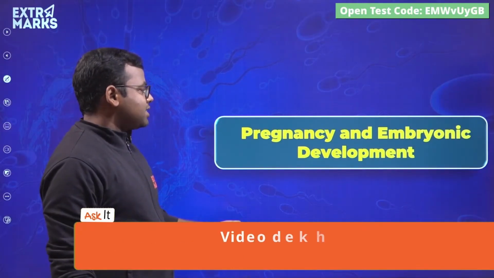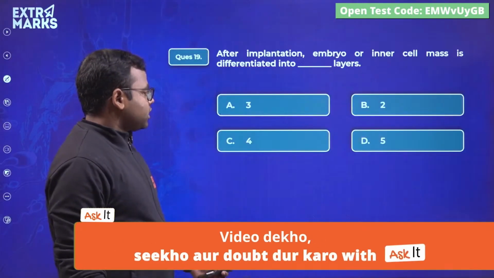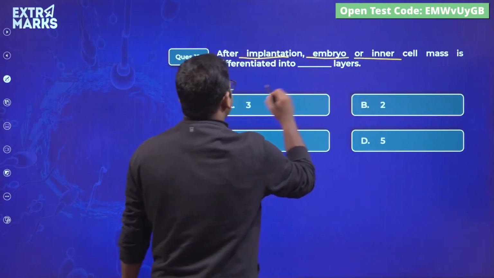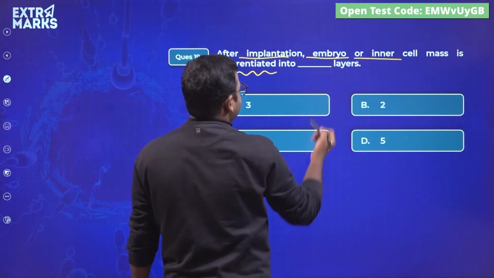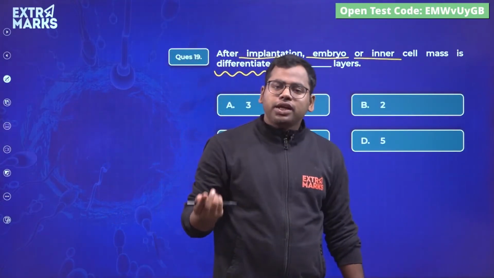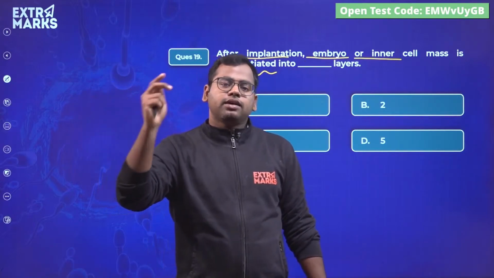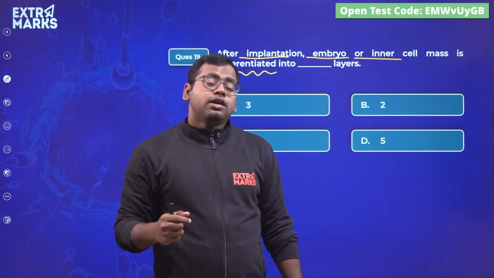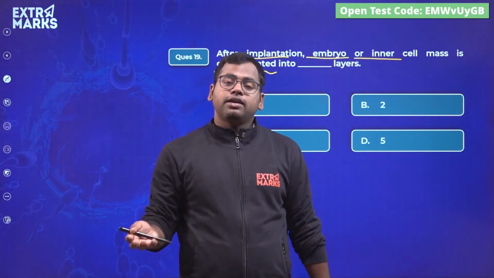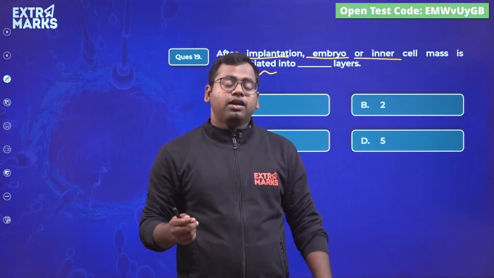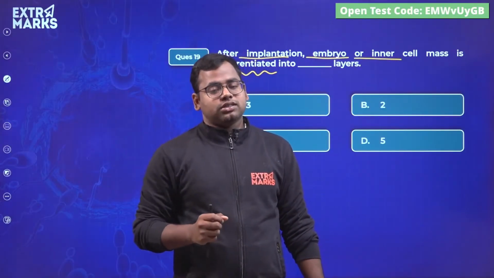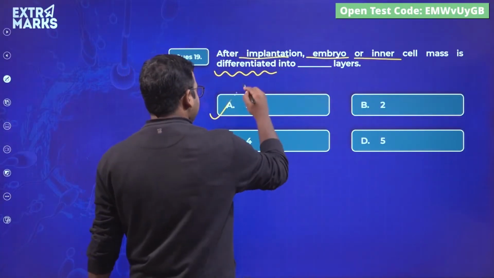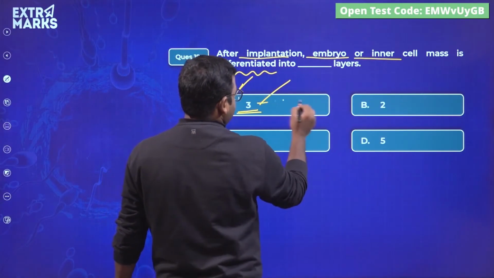Next topic, pregnancy and embryonic development. This is the question. After implantation, the embryo or the inner cell mass is differentiated into dash layers. It will be differentiated into 3 layers: ectoderm, which is the outermost layer, then mesoderm, which is the middle layer, and then endoderm, which is the innermost layer. Now the stage in which these 3 different germinal layers are visible is basically the gastrula stage. And the process of formation of gastrula is gastrulation. So we will go with option 3.